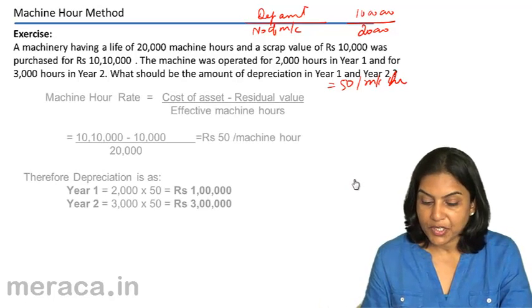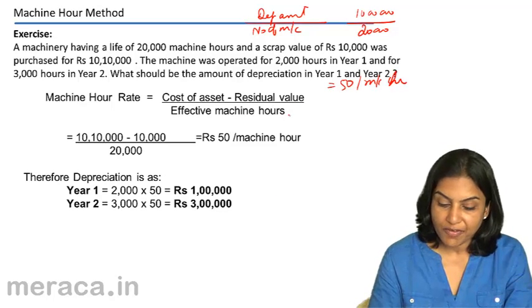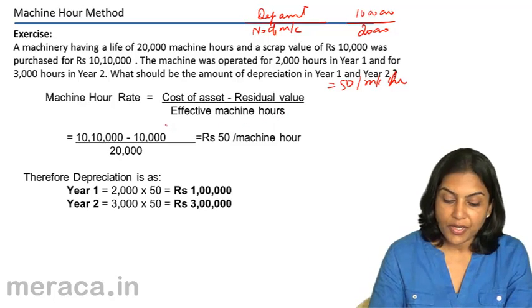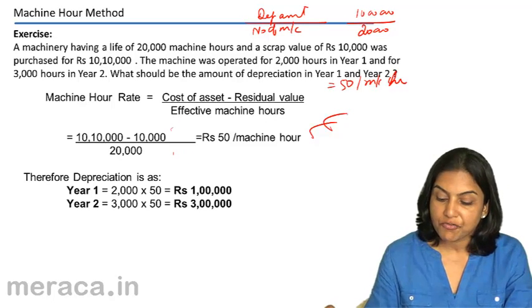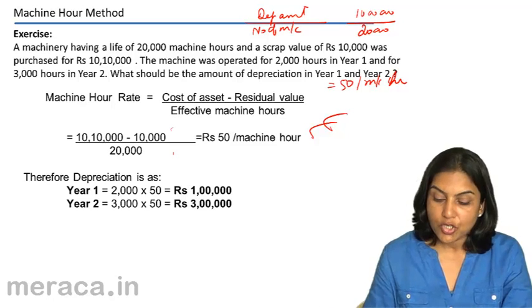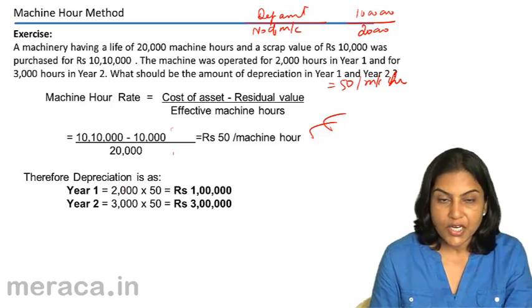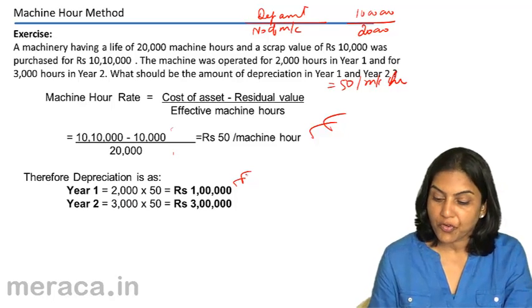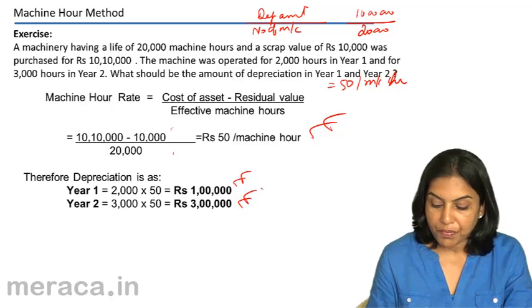The working has been shown as below. What is the machine hour rate? The machine hour rate is cost of asset minus residual value, divided by effective machine hours. Therefore, 10,10,000 minus 10,000 divided by 20,000, giving us 50 per machine hour. So, for year 1, if we have operated for 2,000 hours, it is 2,000 into 50, rupees 1 lakh. And for year 2, we have operated for 3,000 hours, it is 3,000 into 50, rupees 1.5 lakh.